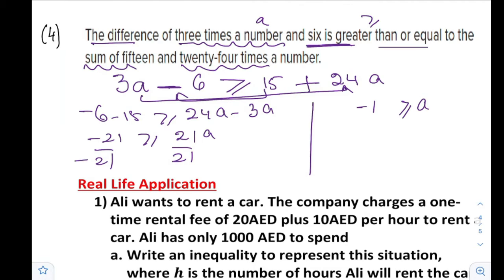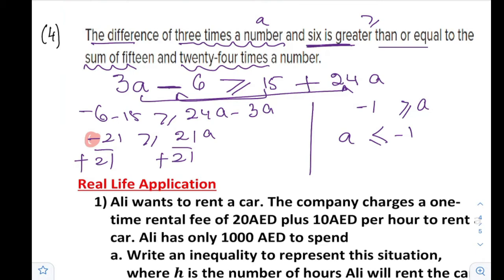We are dividing by a positive number, even if the original number was negative. We will not reverse the sign because we are dividing by a positive number. When we divide by a negative number, we reverse the sign. Now we will switch for what? To start with A, so switch the sign. So A is less than or equal to minus 1.